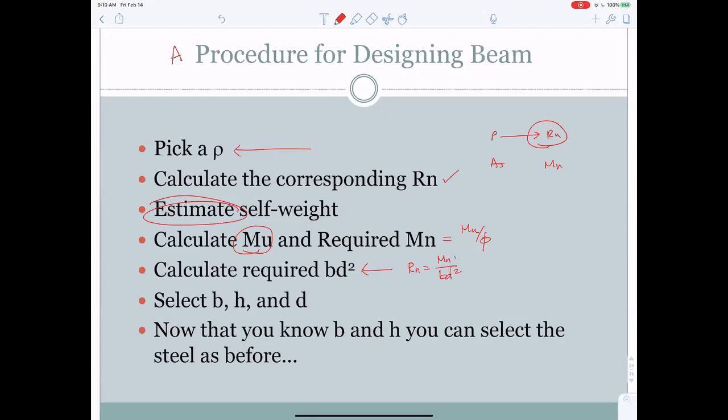You just calculated that. You got the Rn from picking your rho. And once you know how much bd squared you need, you're going to pick out b, h, and d. And so remember the difference between h and d. h is the overall size of the beam, and d is the distance to the steel. And now that you know b and h, you can select the steel in step 2 that we already covered first.